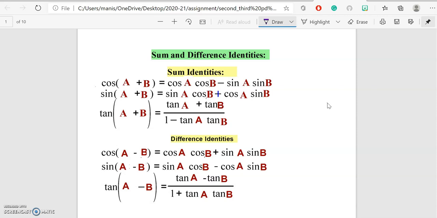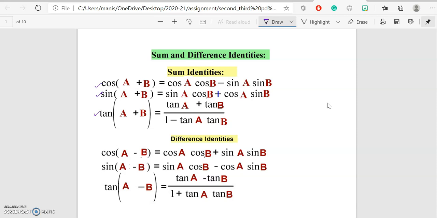This is an example of sum identity. This is also sum identity. This is also sum identity. So cosine of A plus B, the formula is cosine A cosine B minus sine A sine B. Similarly, we have the formula for sine of A plus B: sine A cosine B plus cosine A sine B. Now we have tangent of A plus B. The formula is tangent A plus tangent B divided by 1 minus tangent A tangent B.